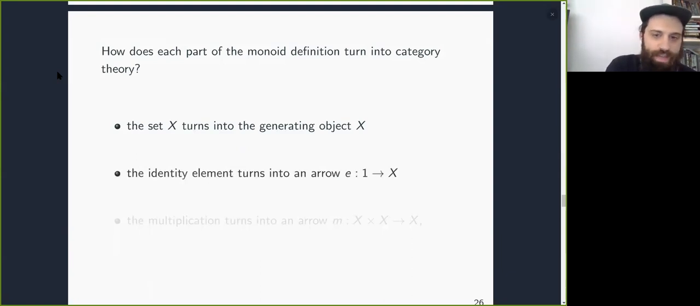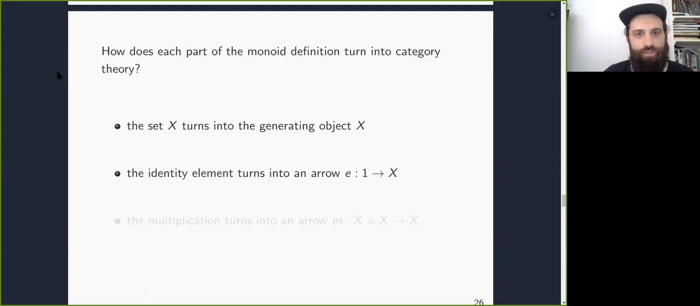How do we get the identity element? Well, that turns into an arrow. The typical way of getting an element of something in category theory is, since you can't look inside objects, we have to do it using arrows. And so we can say that there's an arrow from 1 to x.